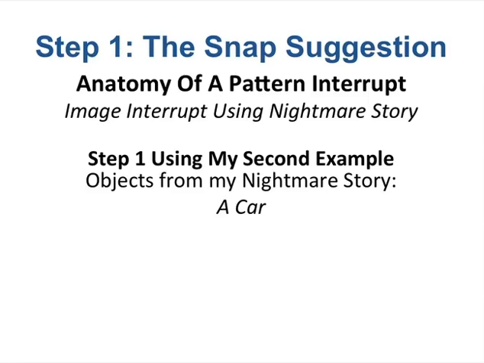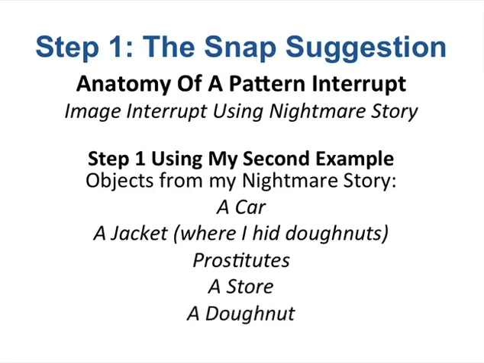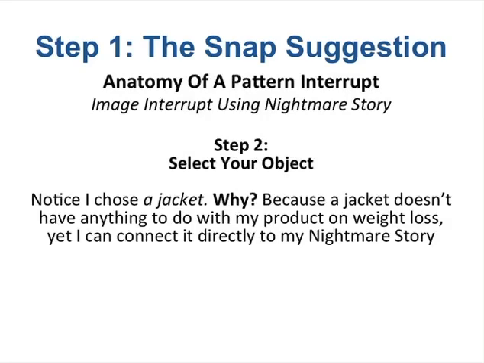So I'm going to take 5 objects from my nightmare story. Okay, what are 5 objects from what I just said? Well, a car, a jacket, that's where I hid my donuts in my jacket, prostitutes, probably not the best choice, a store, in this case a convenience store, and a donut. So why did I choose a jacket? Well, I could have chosen any one of those, but I chose a jacket because it doesn't have anything to do with weight loss. That's my product. Yet, it connects directly to my nightmare story. That jacket was how I snuck out the donuts.